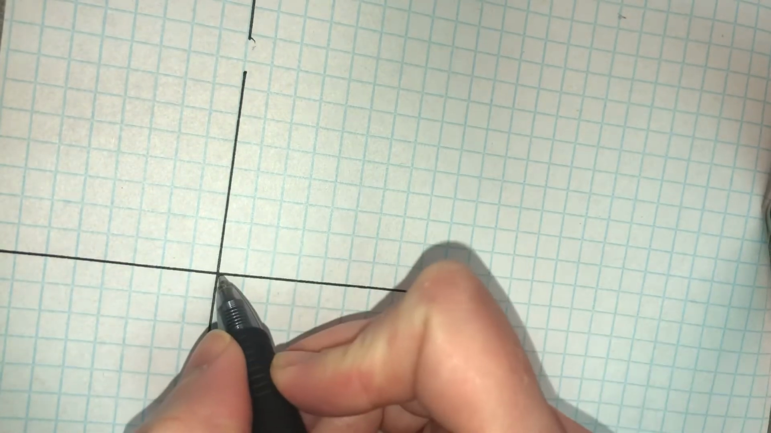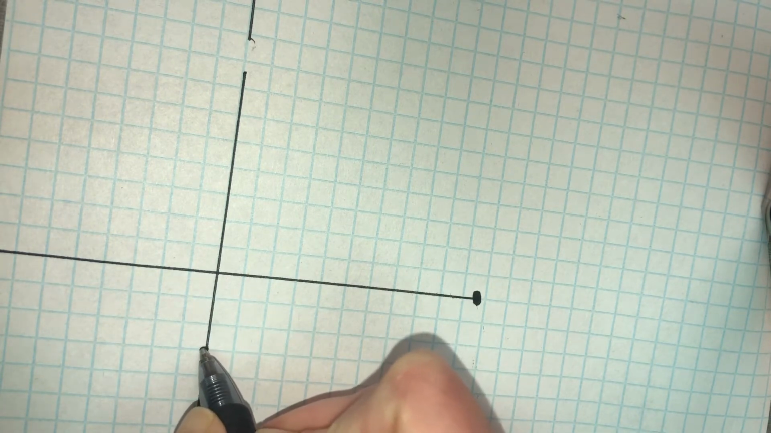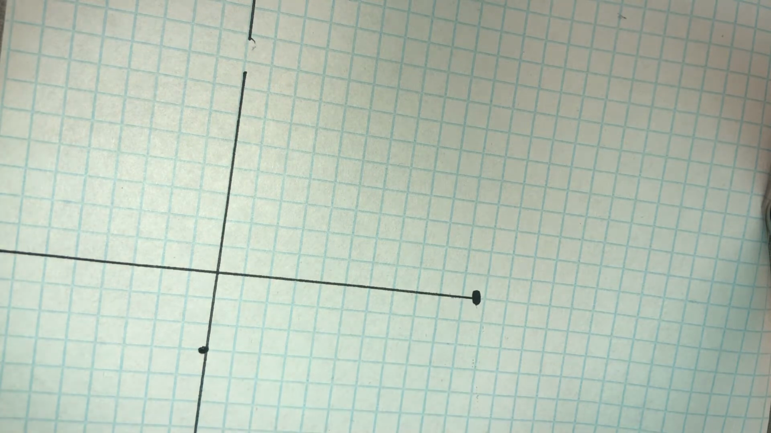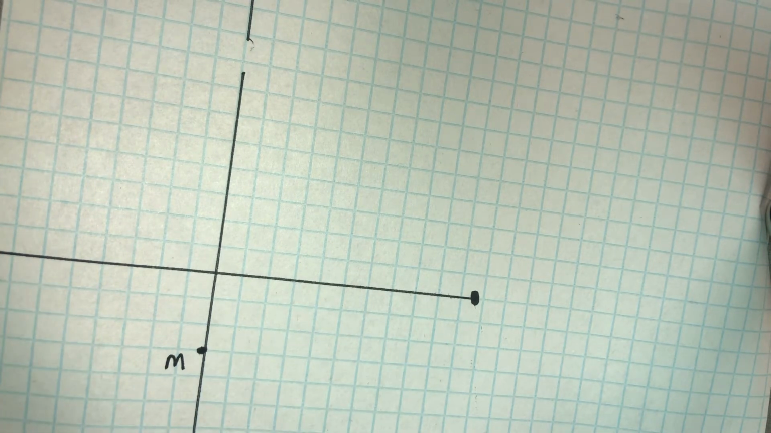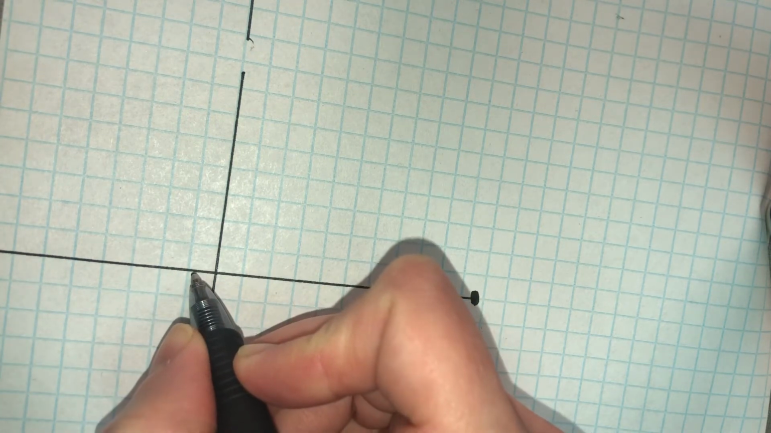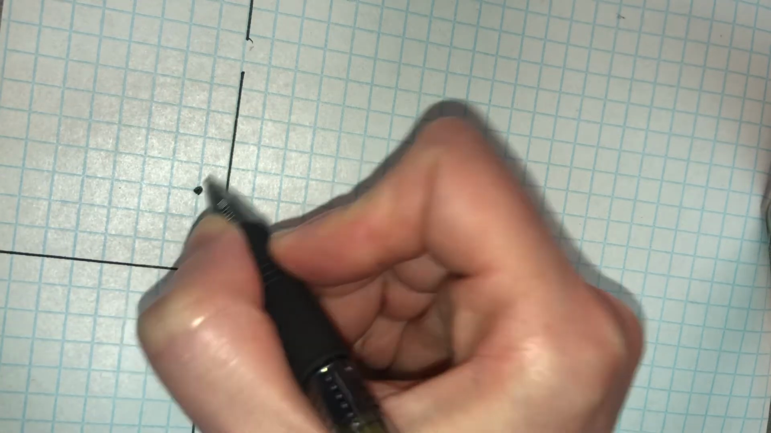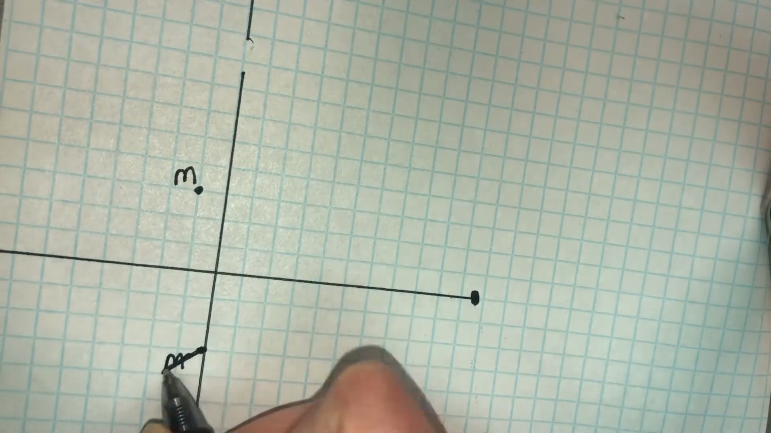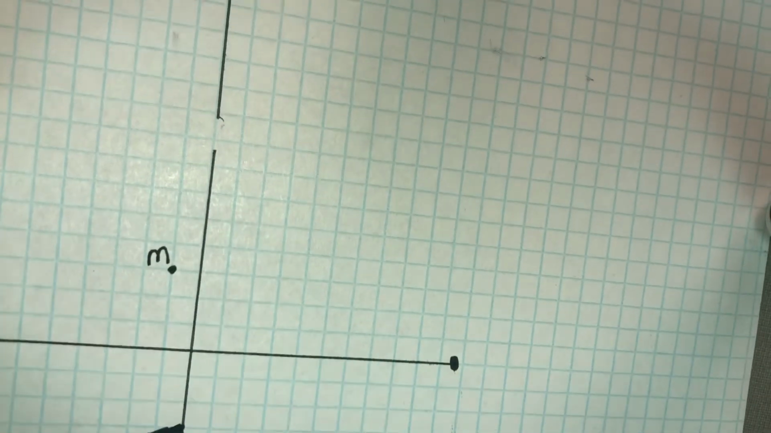M is at 0 sideways and then -3 for the Y. So that's point M. Oh wait, I apologize. I was looking at the wrong problem. -1 for the X and 3 for the Y. 1, 2, 3. So here's my M. This is a mistake. We never make mistakes in math class. Ha ha ha. Yes, we do.